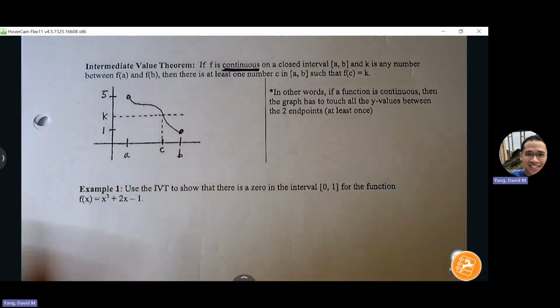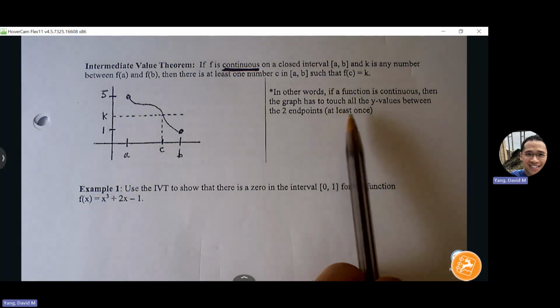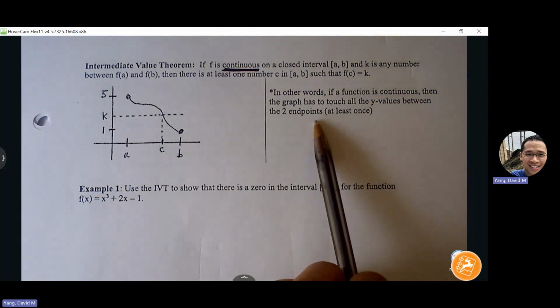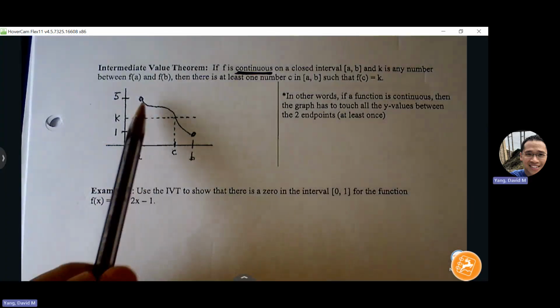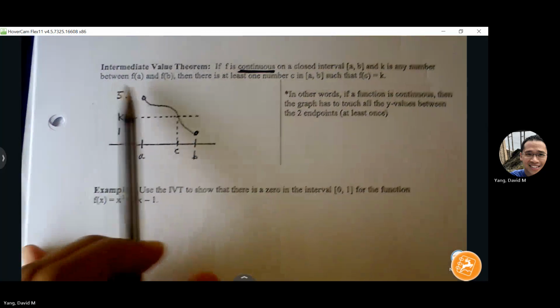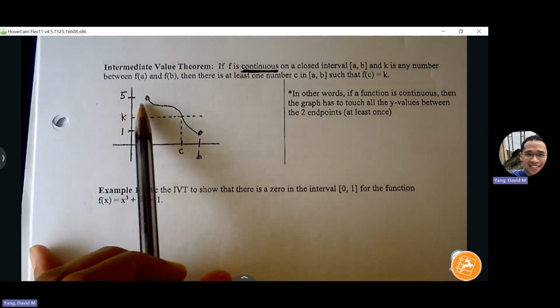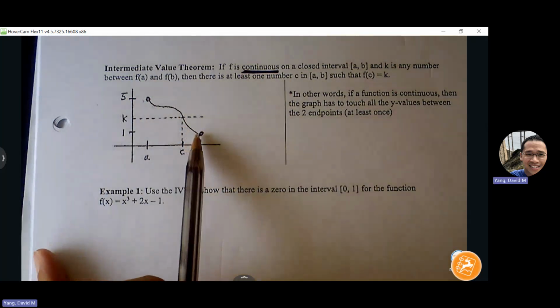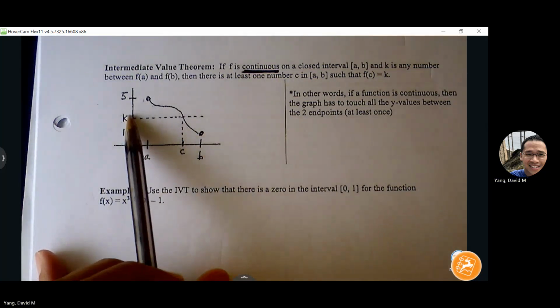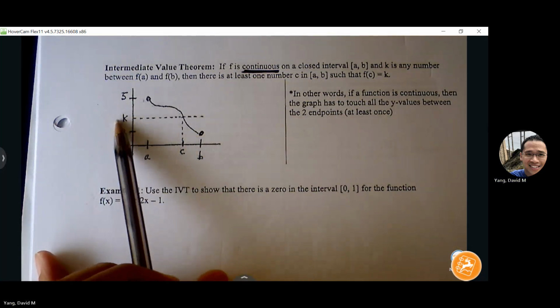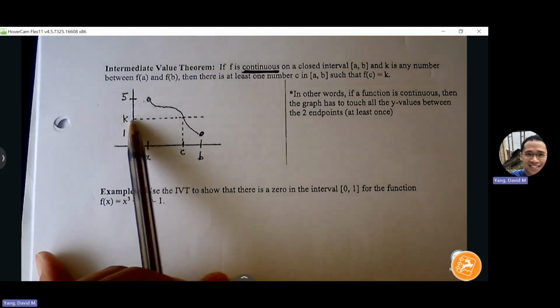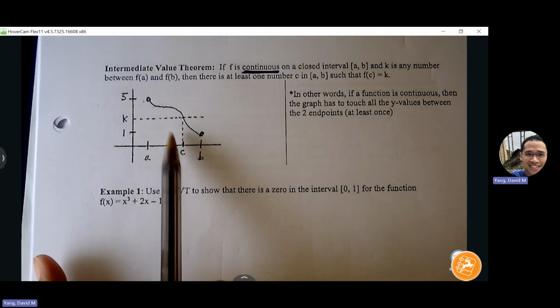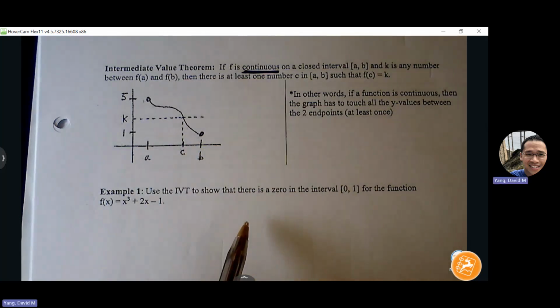So in other words, if a function is continuous, then the graph is going to touch all the y values between the two endpoints. Let's say I had this graph here. One endpoint starts off at a y value of 5, and the other ends at a y value of 1. And let's say I'm looking for a y value of 4.2. Is it a guarantee that this graph is going to cross 4.2 somewhere along the path? Yes, and that's something you would just know from common knowledge.